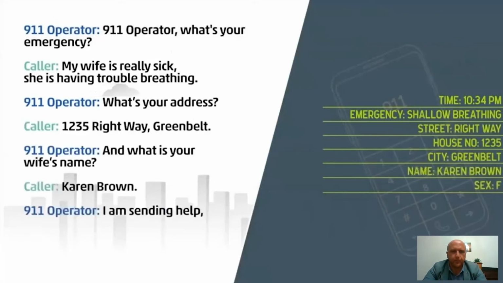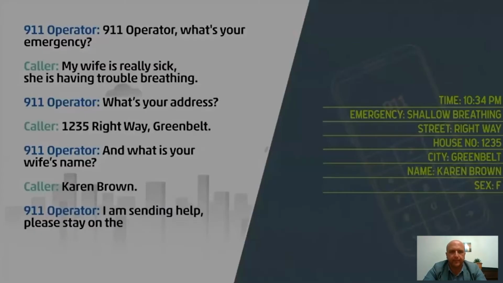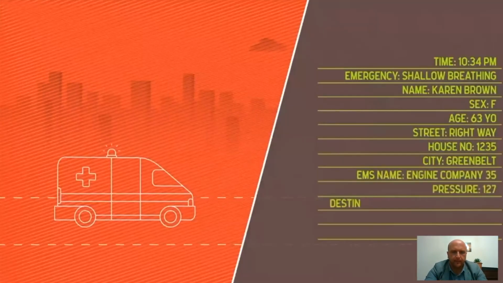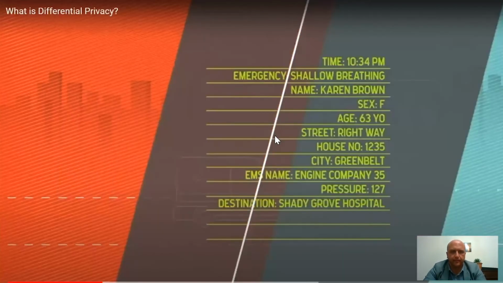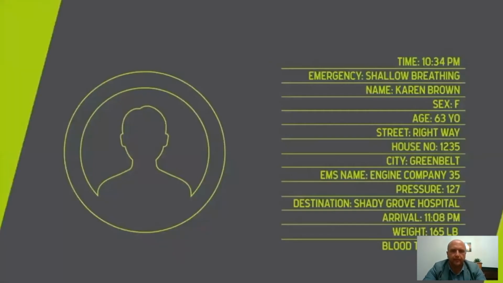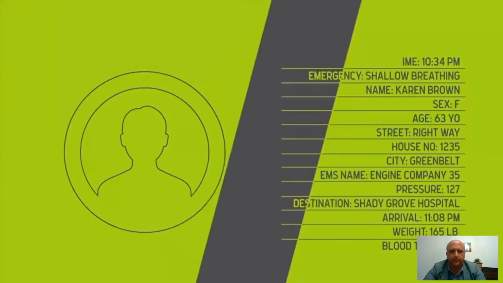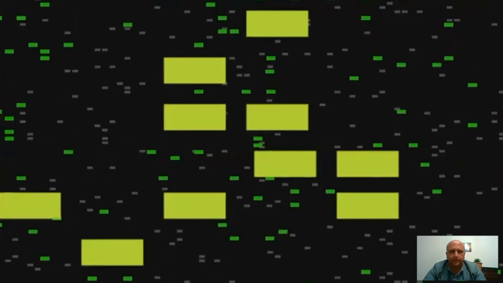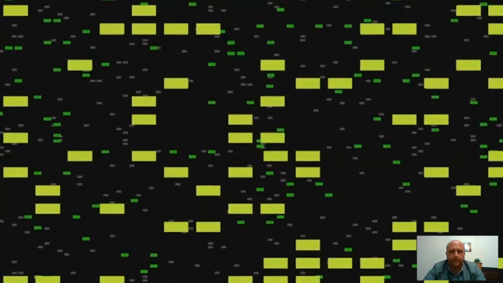Okay. This is a typical call that 911 operators receive every single day. Each call provides a wealth of information about a person in need. In addition to contact information, EMS and hospital staff add health information to Karen's medical record as they treat her. Most of this data is PII, or personally identifiable information, which is key to a person's identity. This information is stored in large databases all across the country. Use of this data is protected by law in order to preserve your privacy.